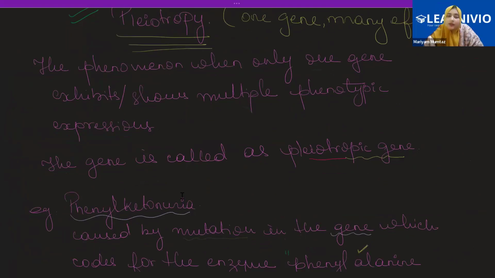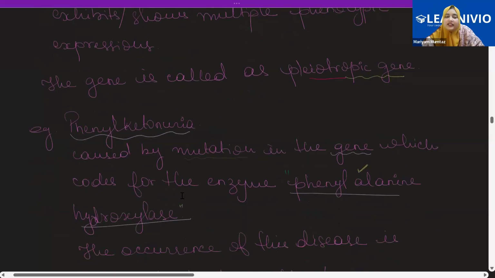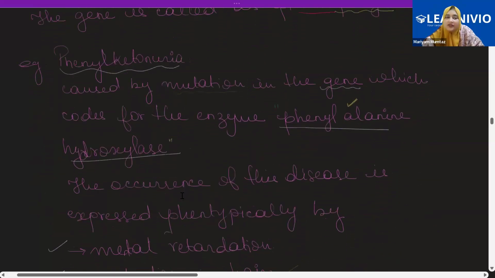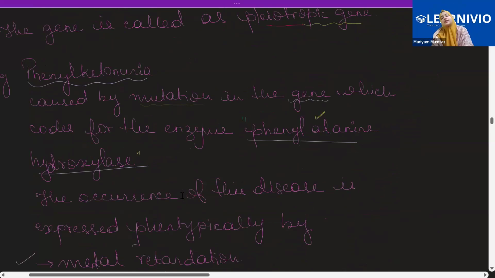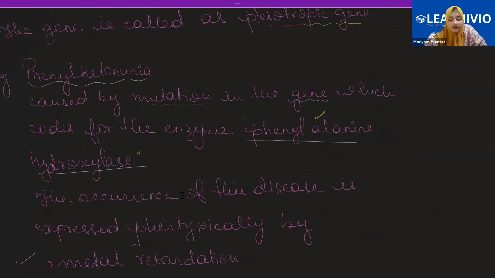So when we talk about pleiotropy, it refers to the phenomenon wherein the mutation, addition, or deletion of any one gene leads to multiple phenotypic expressions. Meaning because of alteration in one gene, a lot of phenotypes can be affected. Example, phenylketonuria. Now, phenylketonuria is a disease caused by mutation in the gene coding for the enzyme phenylalanine hydroxylase.